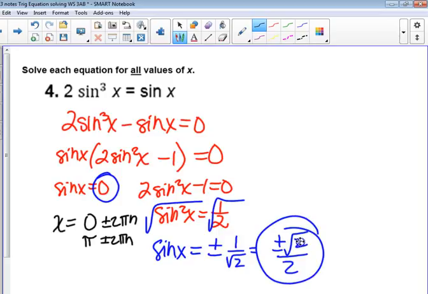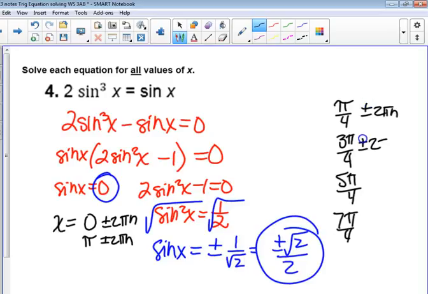And over here, where is the sine positive square root of 2 over 2 or negative square root of 2 over 2? Yes. This happens at pi over 4, 3 pi over 4, 5 pi over 4, and 7 pi over 4. And it would repeat every 2 pi n.